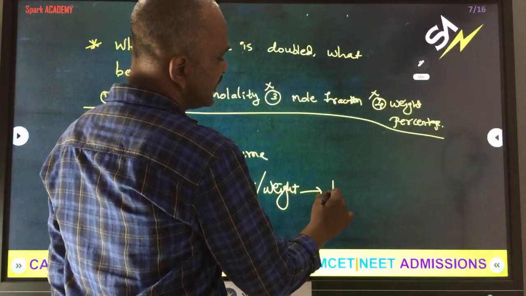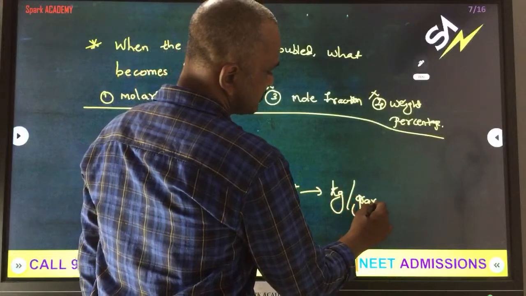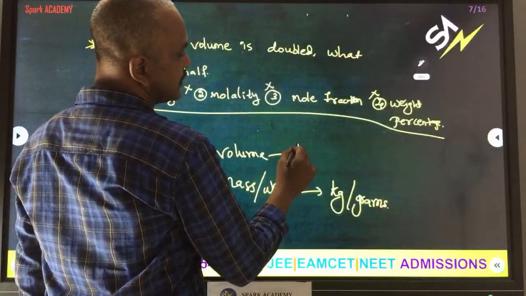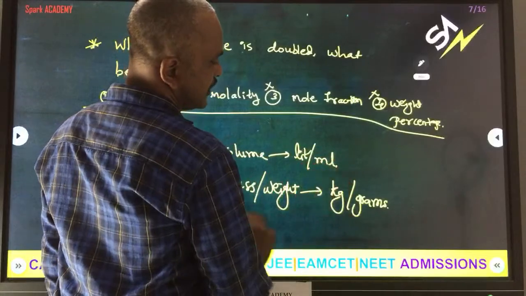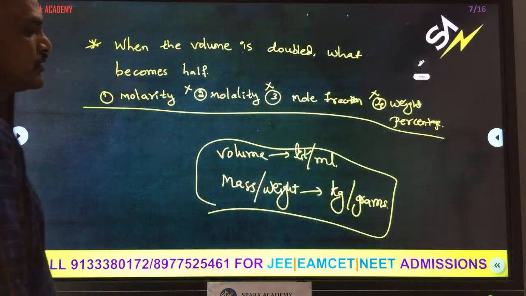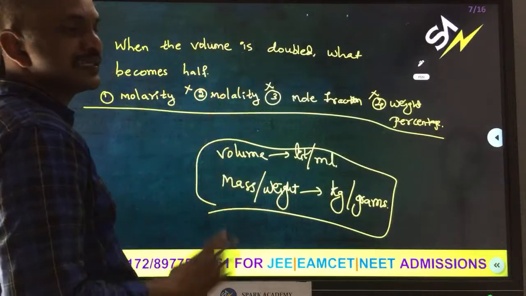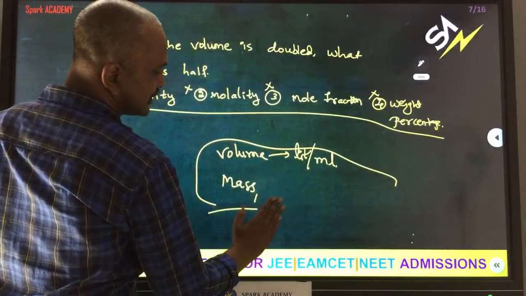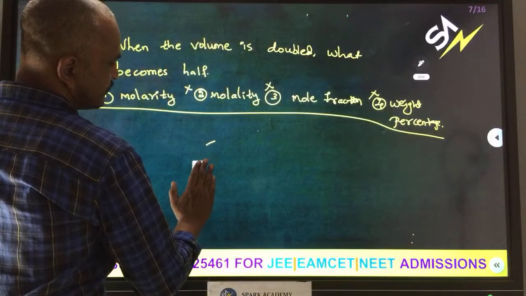This one can be measured in kilograms or grams. Understood? Volume can be measured in liters and or milliliters. Okay. So these are different from each other. Understood? That's why here, when the volume is doubled, the question is about the volume given here. That means we should think only about the volume itself. Okay? Let us see.